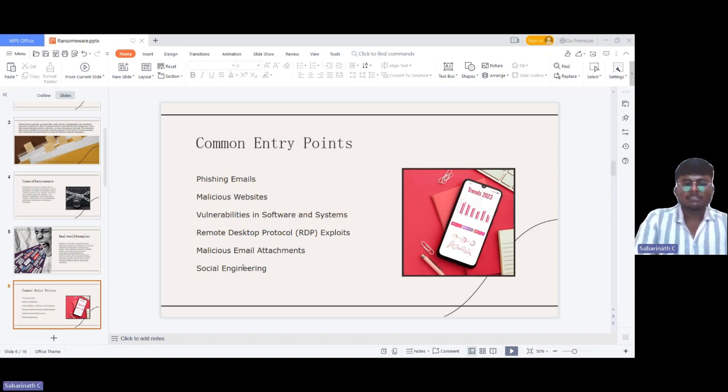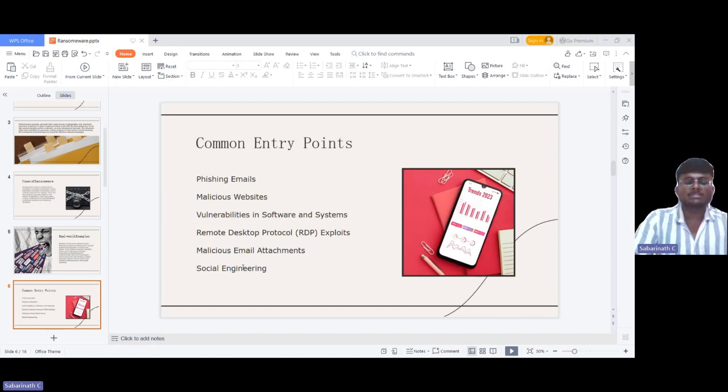Malicious websites. Compromised or malicious websites can expose users to ransomware. Drive-by downloads and malvertisements on these sites can silently install ransomware on vulnerable systems.